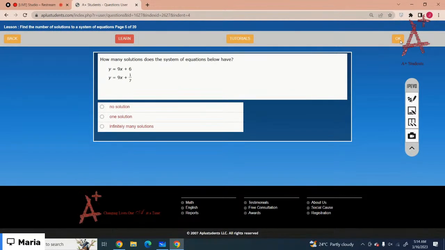Okay. The next one is y = 9x + 6 and y = 9x + 1/7. Both equations have the same slope and different y-intercepts. So when the equations have the same slope and different y-intercepts, the system has no solution. Got it?